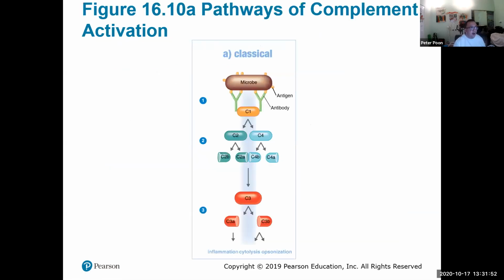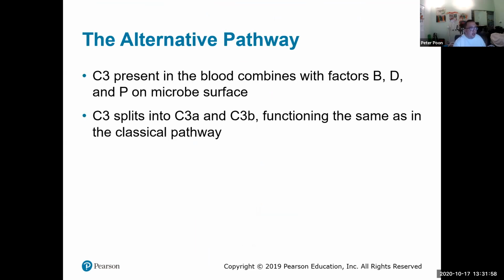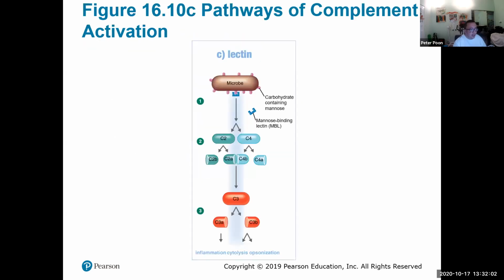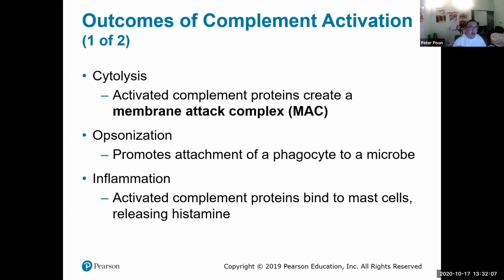So there are 3 separate pathways. But honestly, the most important part of it is the C3 binding to it. I'm more concerned with you guys understanding the outcomes in the 3 different pathways. The outcome of it is 3 different things: cytolysis, opsonization, and inflammation.